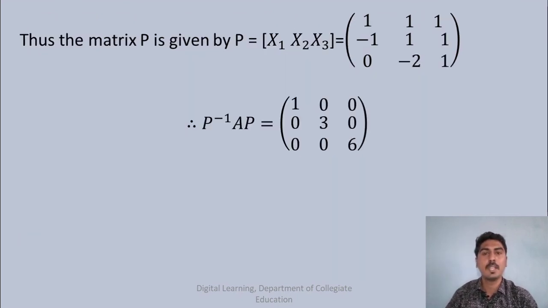Now the matrix P is a square matrix in which the first column is x1, the eigenvector corresponding to 1. The second column is the eigenvector corresponding to 3, and the third column is x3, which is the eigenvector corresponding to the eigenvalue 6. So we should get P inverse A P equal to the diagonal matrix whose diagonal values are the eigenvalues of the given matrix.